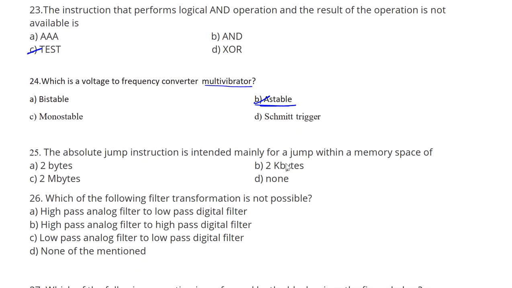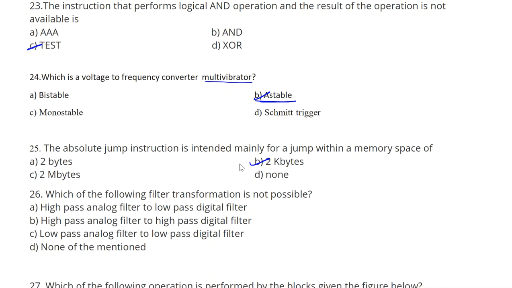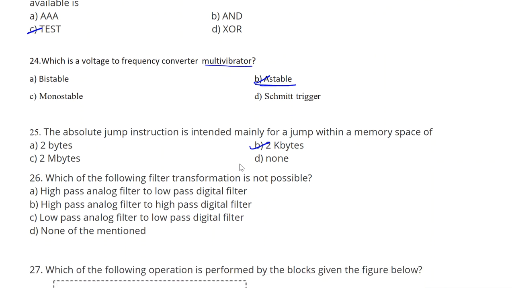Next one, the absolute jump instruction is intended mainly for a jump within a memory space of. Yes, the answer is 2 kilobytes here. Next one, which of the following filter transformations is not possible? Okay, the answer for this question is high pass analog filter to high pass digital filter. Okay, and the next one.